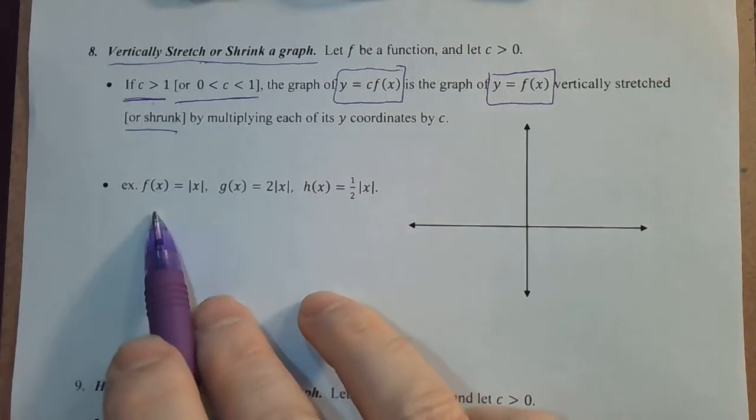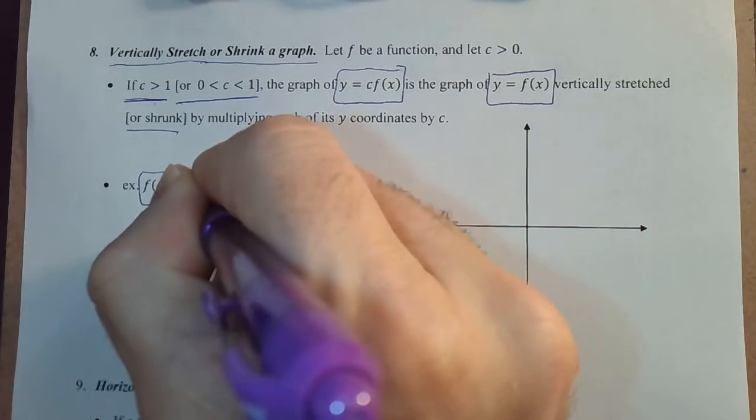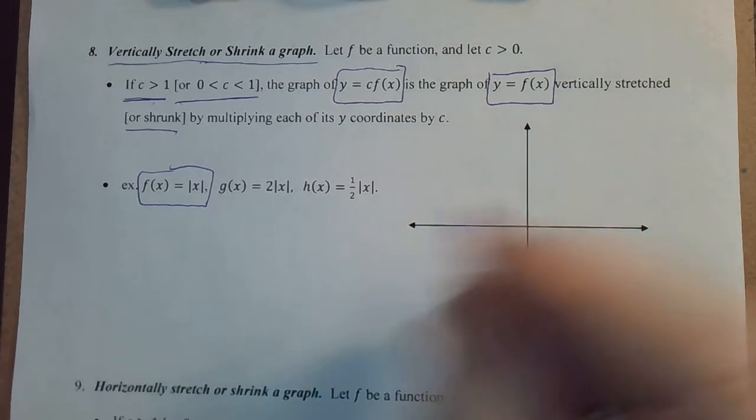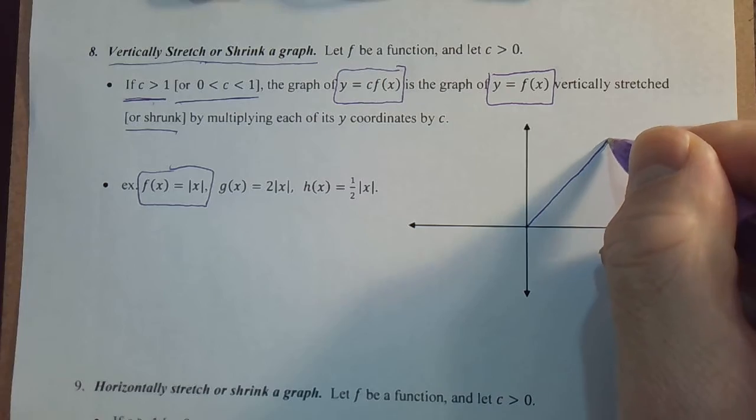Okay, so let's look at an example. Here is our first function, f of x, is absolute value of x. So the absolute value of x looks like this.